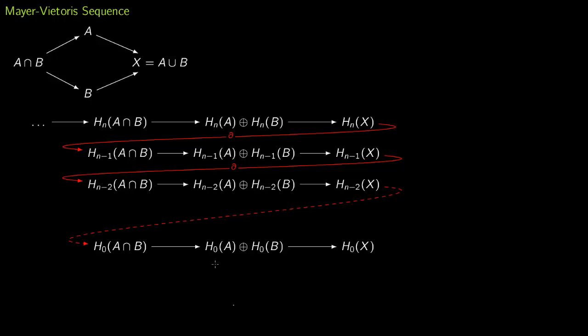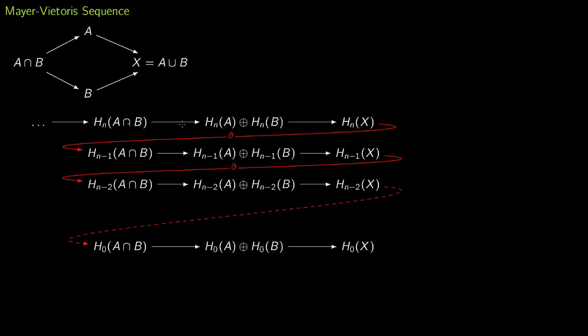So recall the Mayer-Vietoris sequence. There is a space X, covered by two sets A and B. A and B are included in X, and A intersection B is further included in A and B. So you just copy this sequence down into this long exact homology sequence.